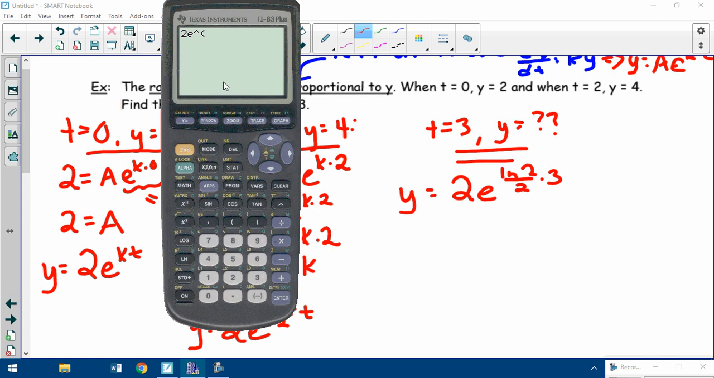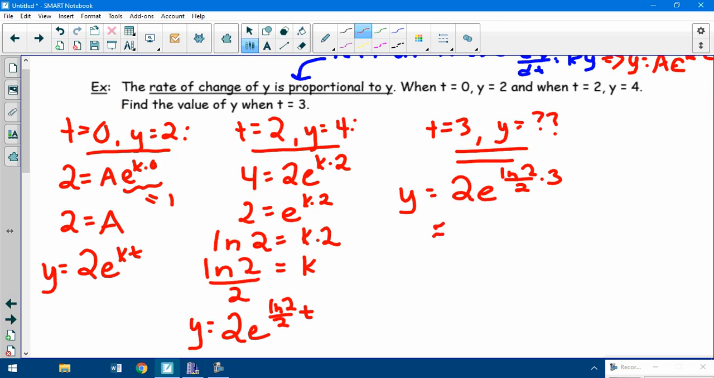2e raised to the ln of 2, oops, not x, 2 divided by 2 times 3. And if I have an old calculator, that has to be written like that so that everything is in the exponent in those parentheses. New calculator, you've got a little bit easier because obviously it'll put that up on its own. At the end, I've got 5.657, always round 3 decimal places. We don't have any units or anything, so that's all we can do.